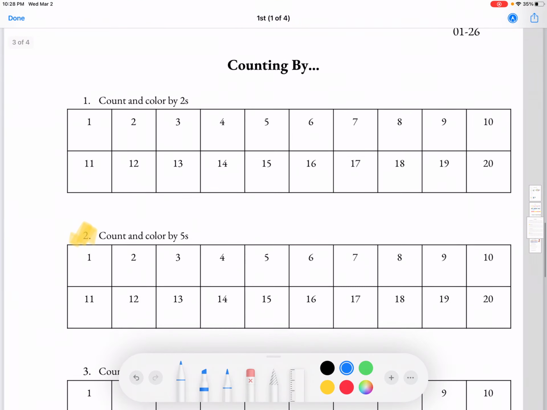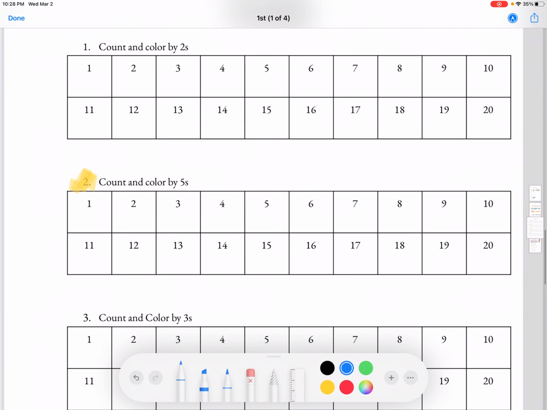Moving on to counting by. Count and color by 5s. So for this one, we're going to start on number 5. And from number 5, we're going to count 5 up. 1, 2, 3, 4, 5. And we're going to land on 10. So we're going to shade 10 in.